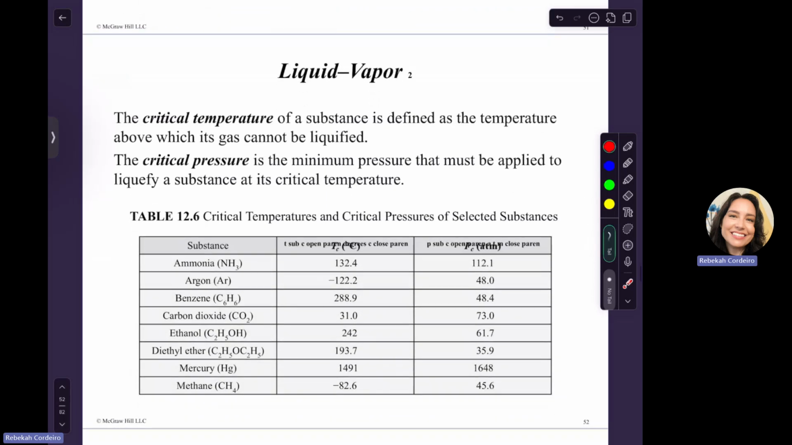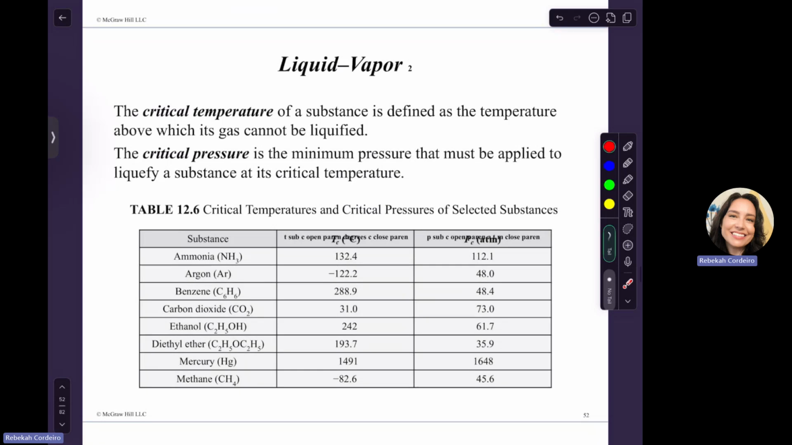The critical temperature of a substance is the temperature above which a gas cannot be liquefied anymore. The critical pressure is the pressure that you need at that critical temperature. So we call that the critical point, a critical temperature and critical pressure. And again, we can think about intermolecular forces, but this should be pressure in ATM and temperature in Celsius, sorry.